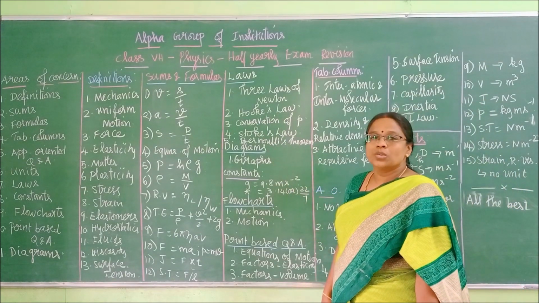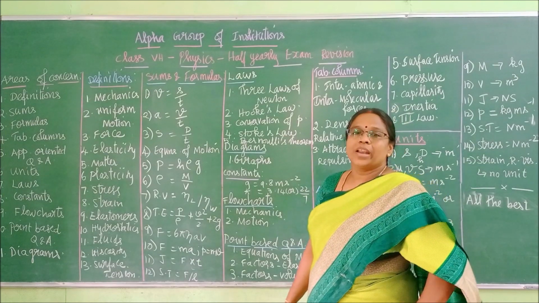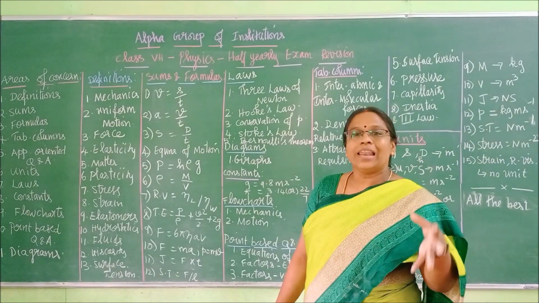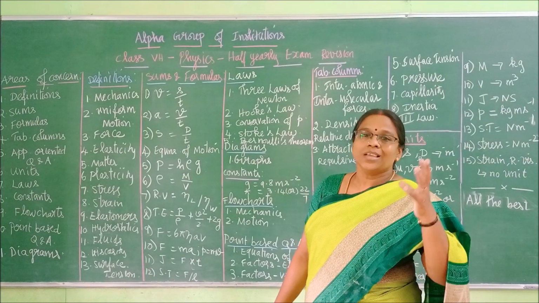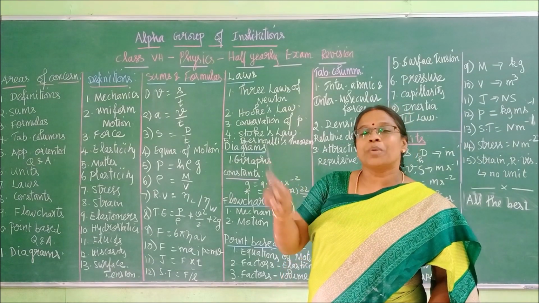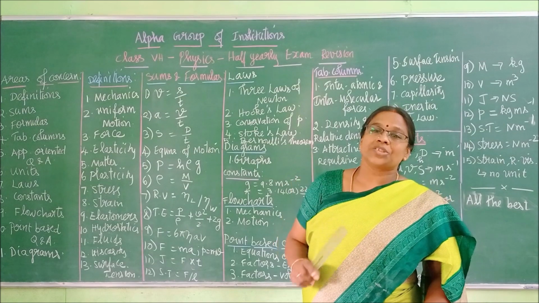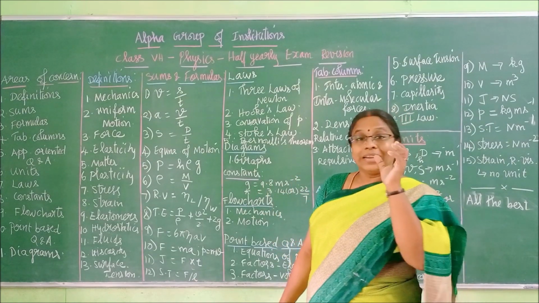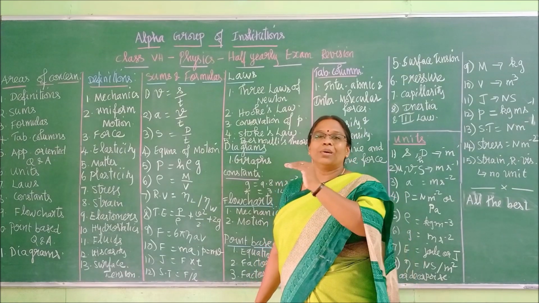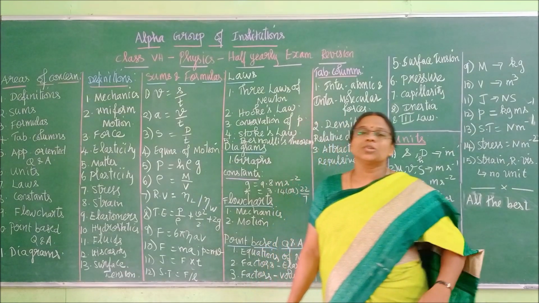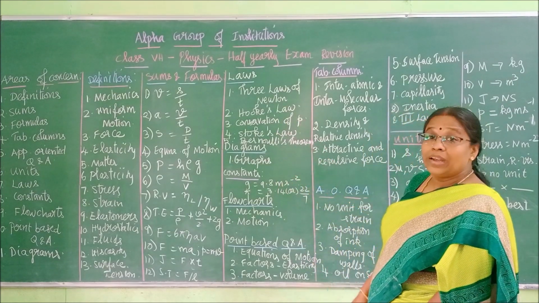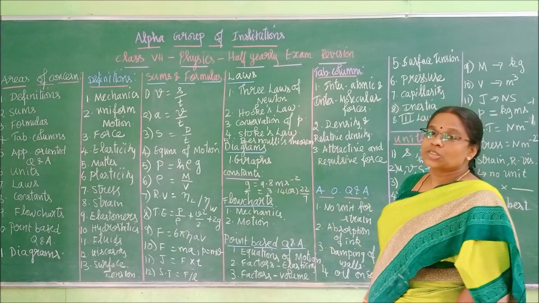Hooke's law. What is Hooke's law? Hooke's law states that within the elastic limit, applied stress is directly proportional to the strain. So stress is proportional to strain. Stress by strain is equal to a constant. That final equation also you have to write: stress by strain is equal to a constant. Okay. Now then the law of conservation of momentum. So that also you need to know.